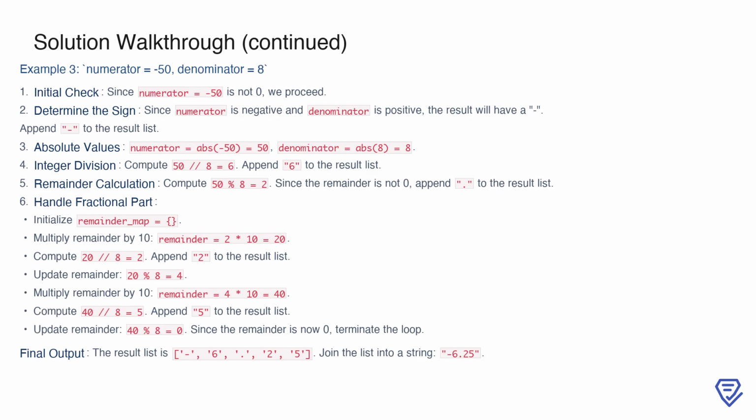We append this to the result list and update the remainder to 40 modulo 8, which is 0. Since the remainder is now 0, we terminate the loop. Joining the result list, which contains dash, 6, ., 2, and 5, gives the final output, -6.25.